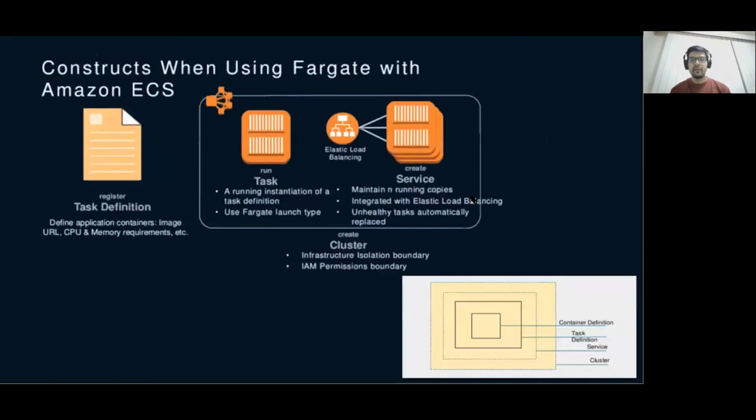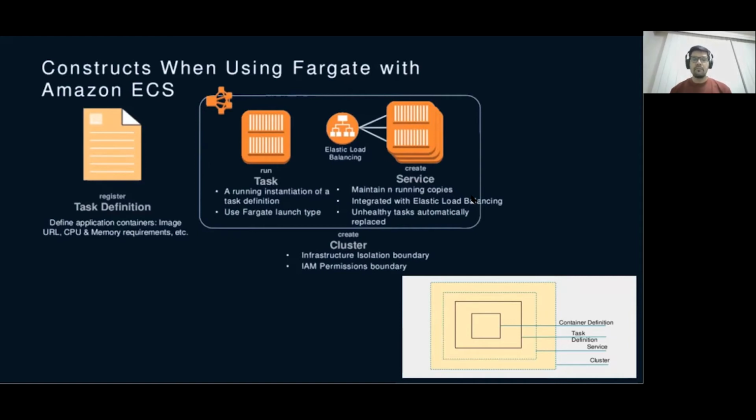The main construct for how we can design the Fargate application is the task definition. So first we need to register the task definition, where we will define the application container image. The container image could be the path of Elastic Container Registry, where we are storing our container images, or it could be part of Docker Hub. And after that, we need to provide the CPU and memory requirements.